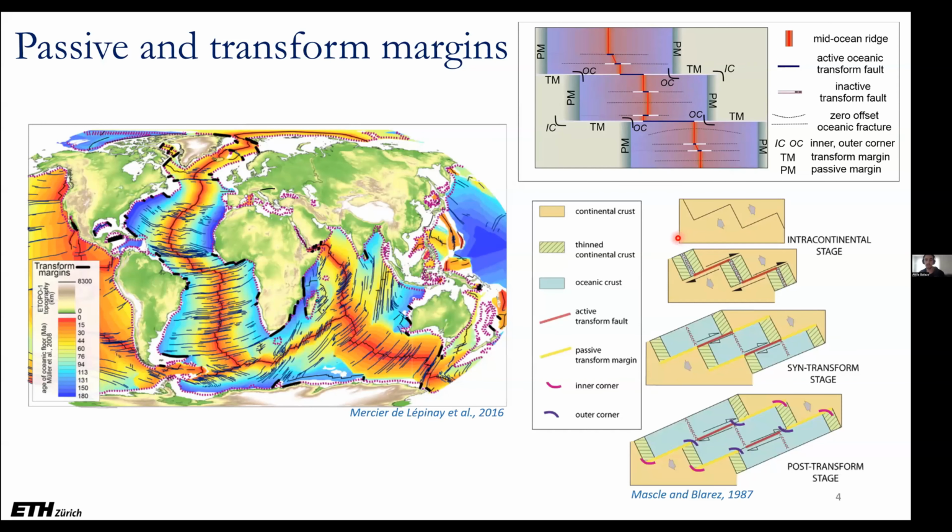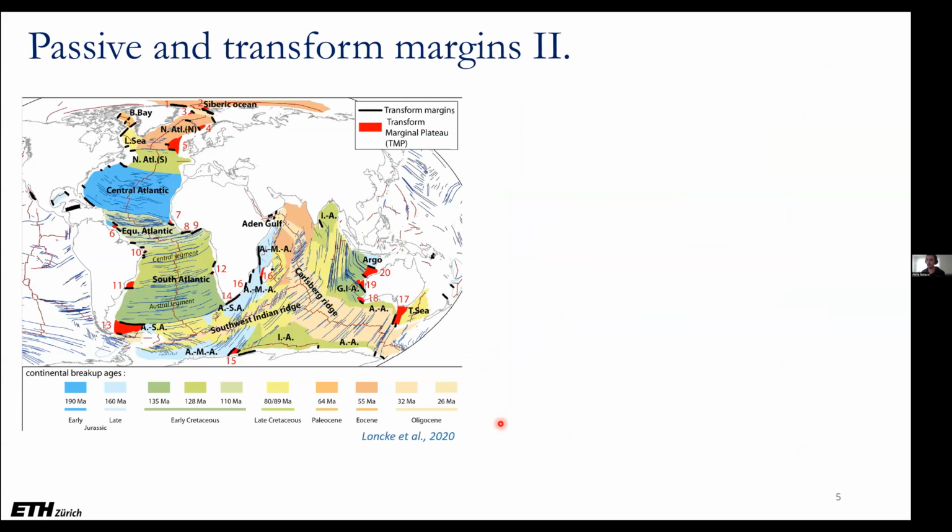And classical models assumed a rigid kinematic evolutionary model where extension-perpendicular strike-slip faults have been reactivated or activated from the onset of rifting, ultimately connecting active mid-ocean ridges. And we will also revisit this idea by means of modeling.